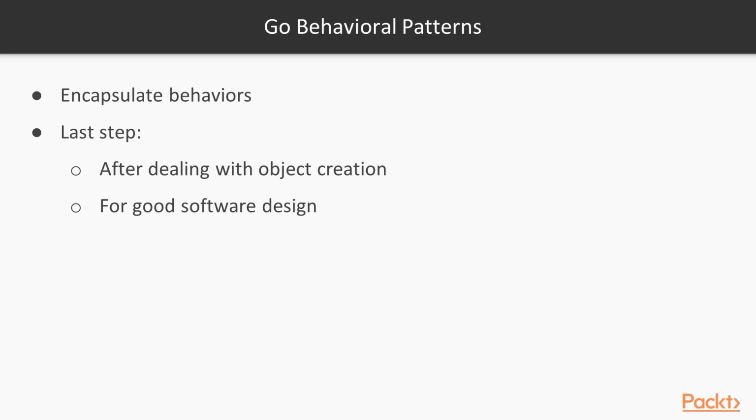In this course, we will focus on the behavioral patterns in Go. In other words, we will learn to encapsulate behaviors, for example, algorithms, in the strategy pattern or executions in the command pattern. Correct behavior design is the last step, after knowing how to deal with object creation and structures. Defining the behavior correctly is the last step of good software design, because all in all, good software design lets us improve algorithms and fix errors easily, while the best algorithm implementation will not save us from bad software design.